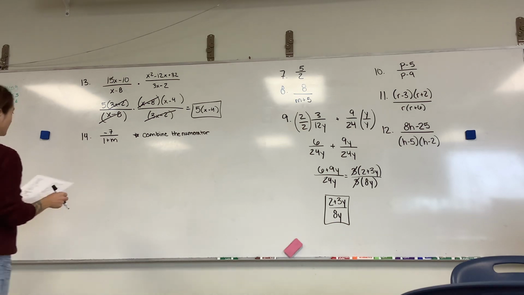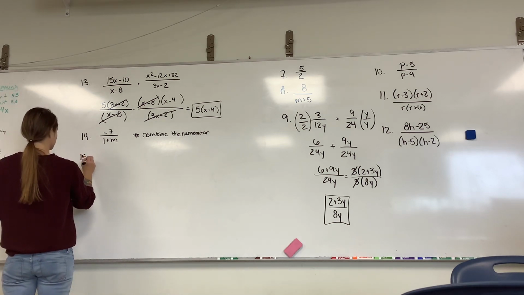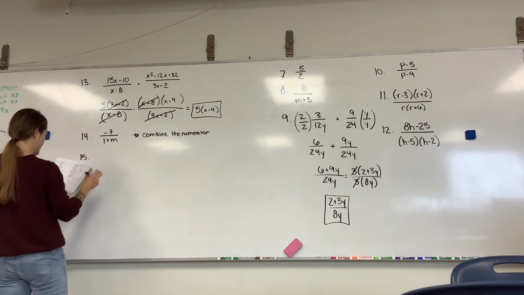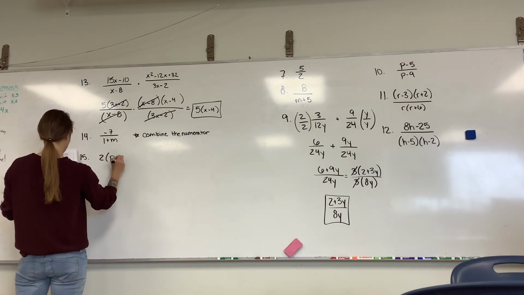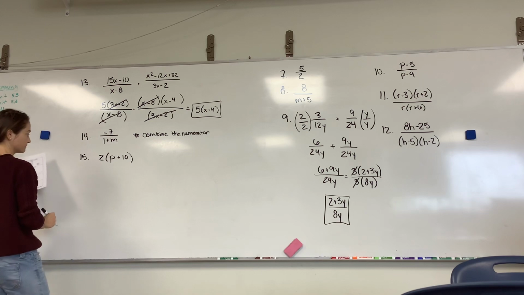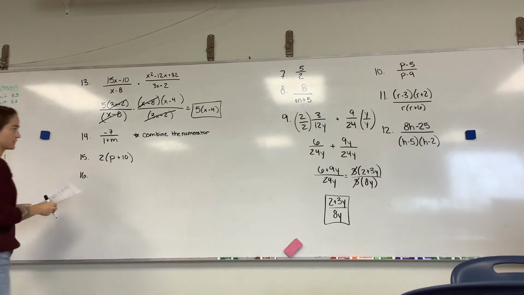Let's do that. Well, actually, let me write down 15. 15 is the same way, and you should end up with 2 times the quantity p plus 10. And now let's do number 16.